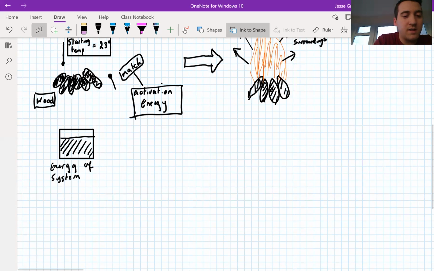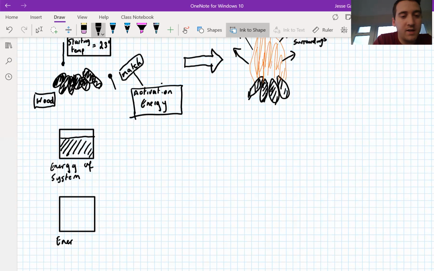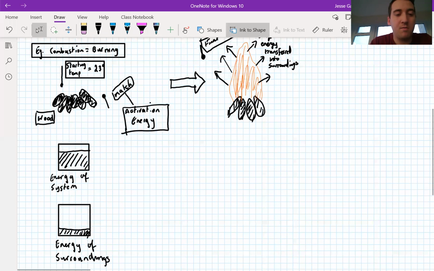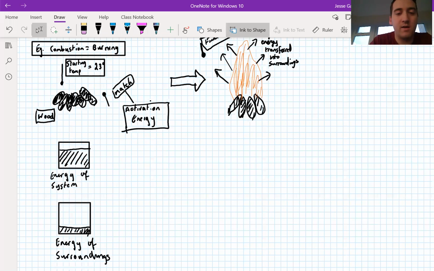If we were to draw a second store, and say that this box represents the energy of the surroundings, then we would say the energy is quite low. Not empty, still some energy there, otherwise it'd be much colder than 23 degrees, but it's not empty, but it's not really full either.